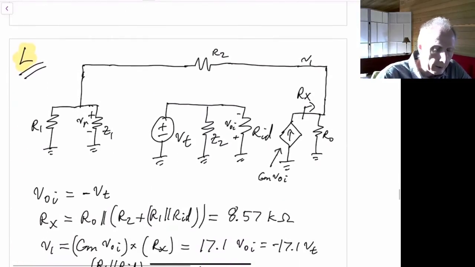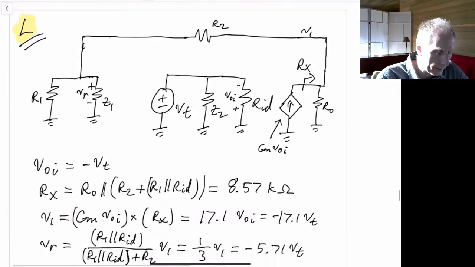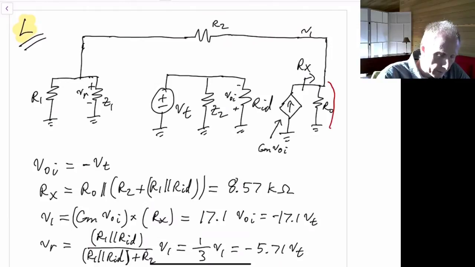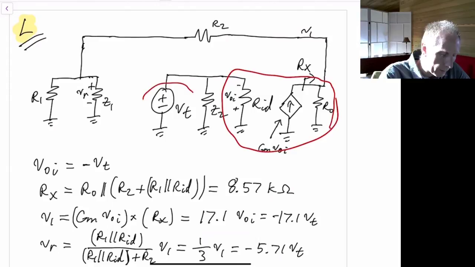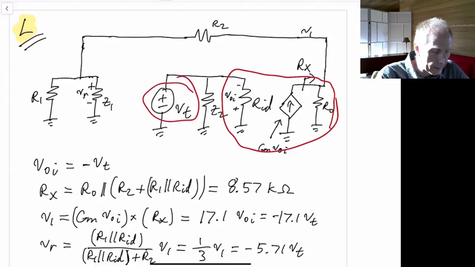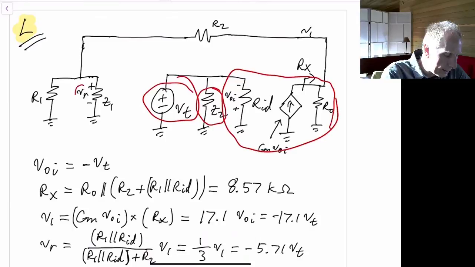Now we need to find L for this circuit. So we have the op-amp model put in over here. And we've introduced our ideal independent voltage source V sub t. It's driving an impedance Z2. And we're trying to find the gain back to this node over here, V sub R.